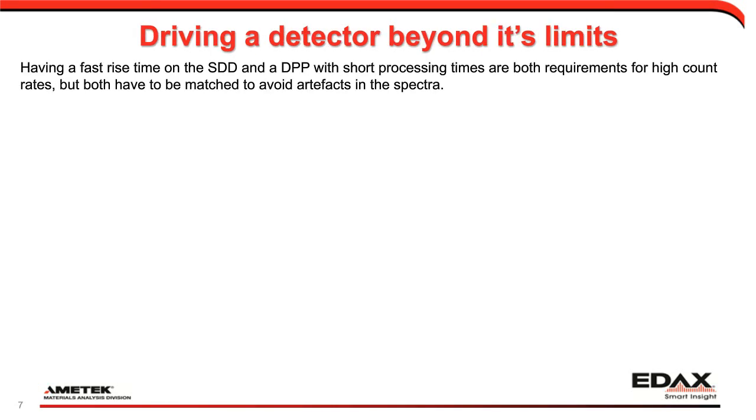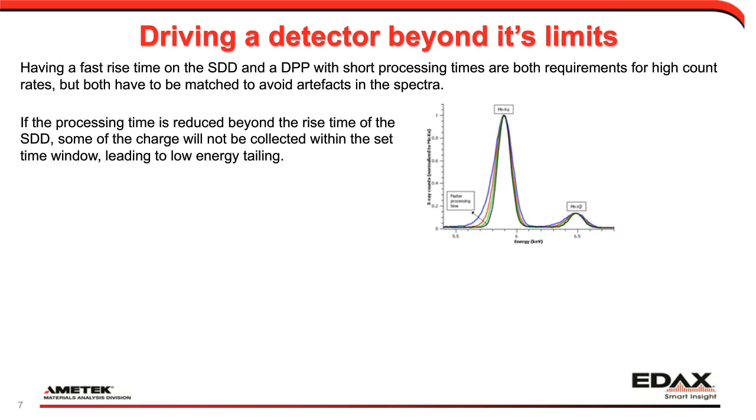So I said that we have a limitation in the silicon drift device, and we have a limitation in the pulse processor. And in order to get the right data out of the system, we have to match those two up. So here we have a graph of manganese K alpha and the K beta peak, and I modified our digital pulse processor to run with a processing time that's faster than the actual rise time.